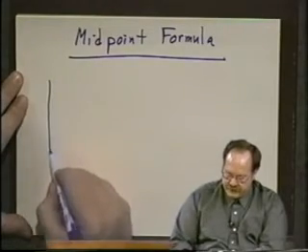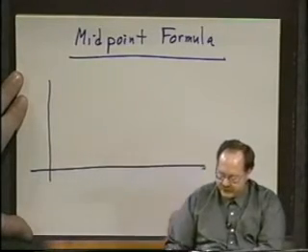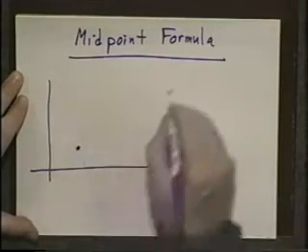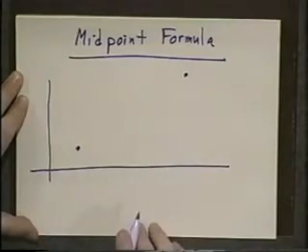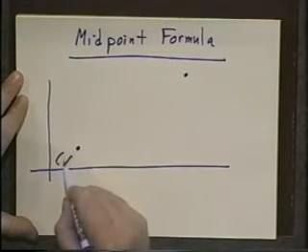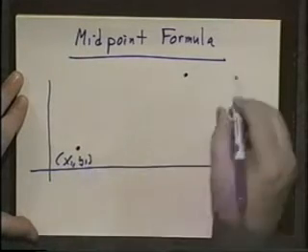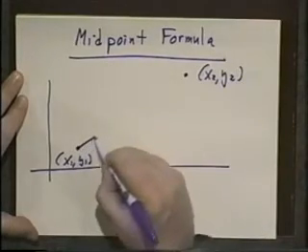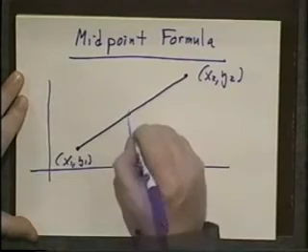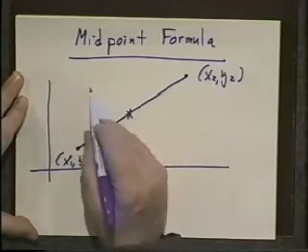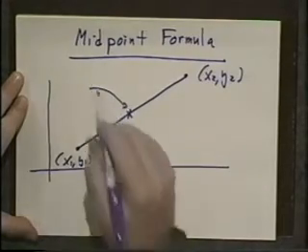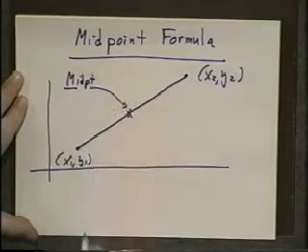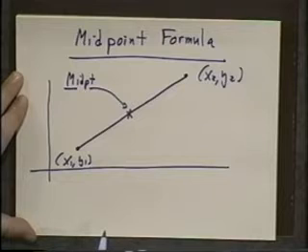Well, once again, let me demonstrate the idea by drawing a sort of generic picture. Let me imagine that I have a point here and a point here. And I'll label the left-hand one x1, y1, and the right-hand one x2, y2, and then draw the line between them. And what I'd like to find is this point here. Call it M for midpoint. That's the coordinates I'd like to have.